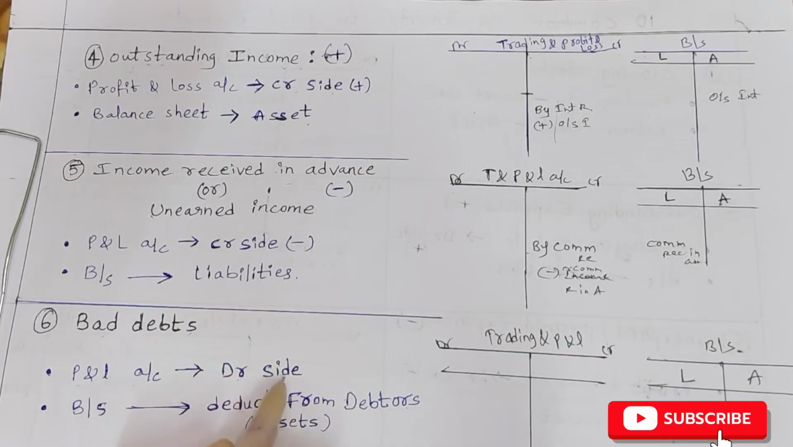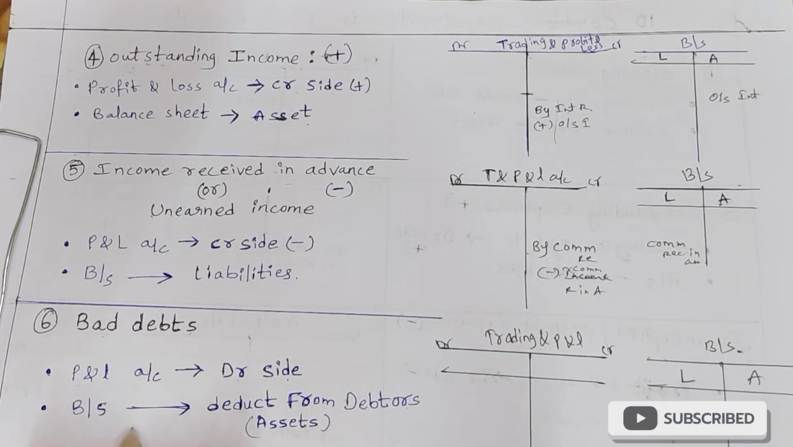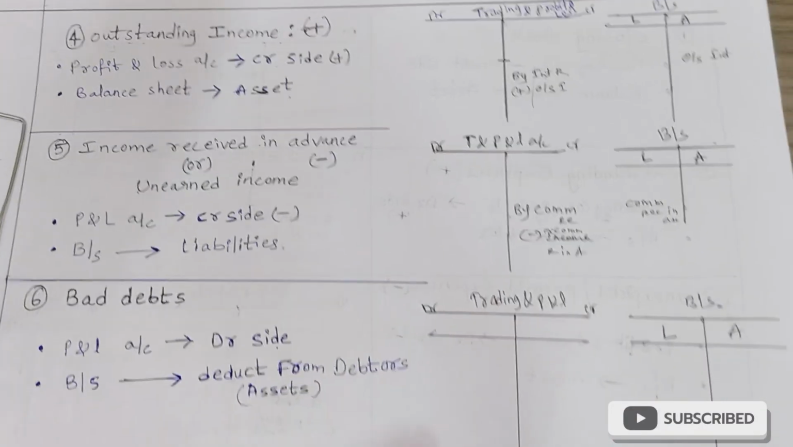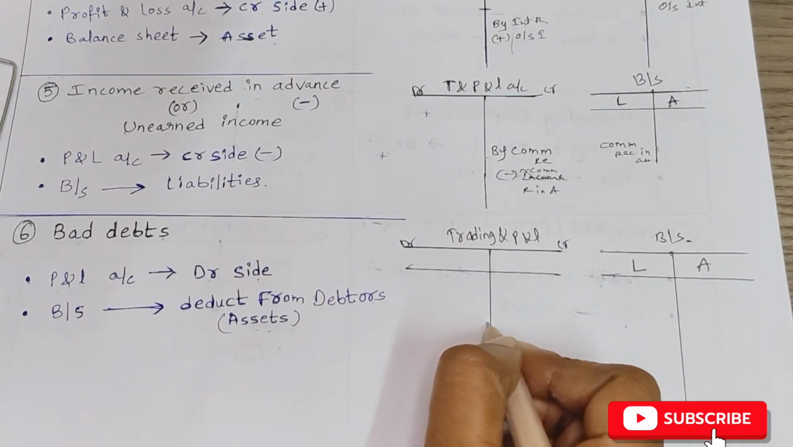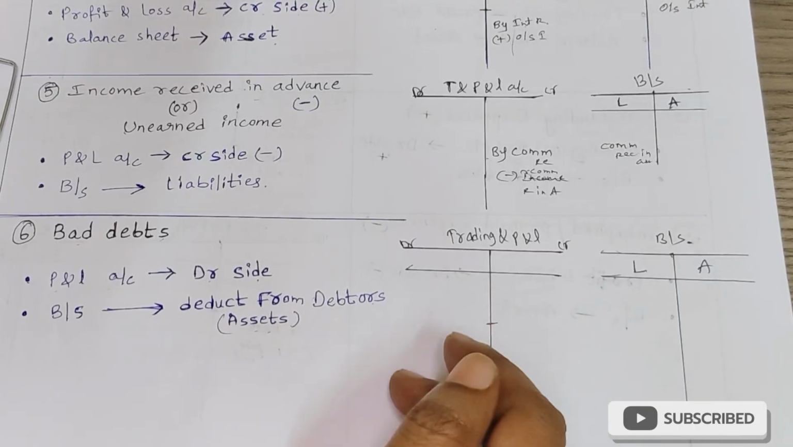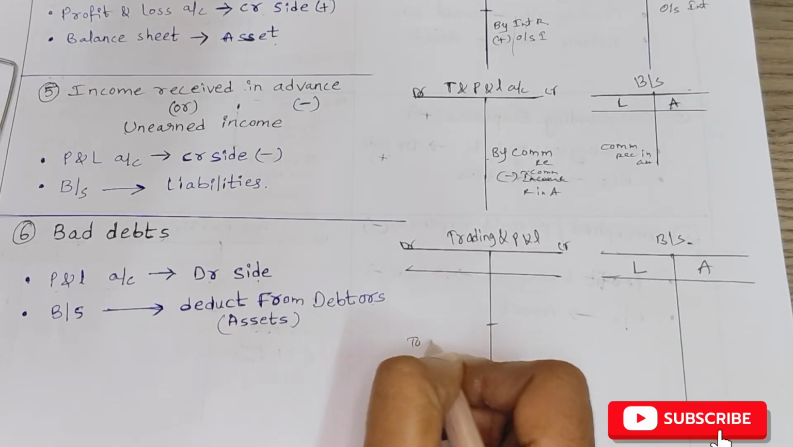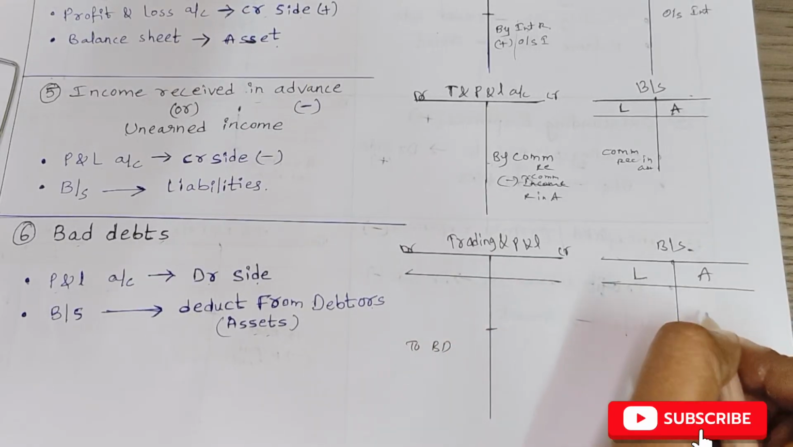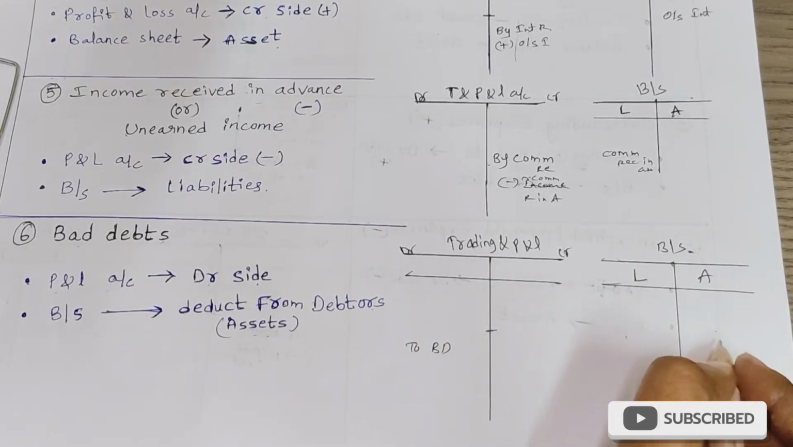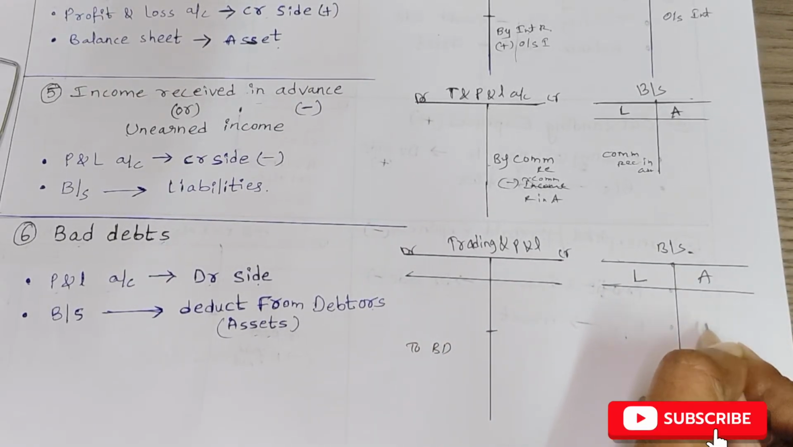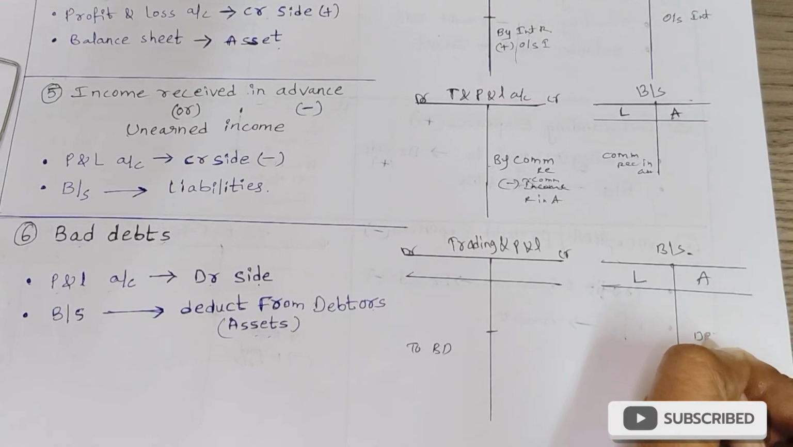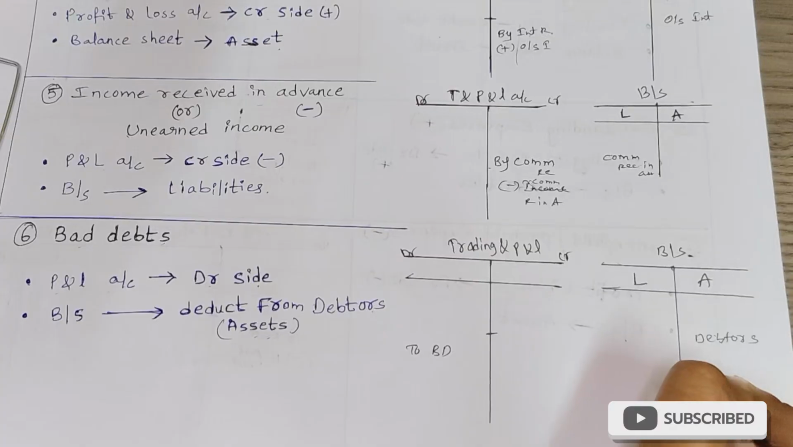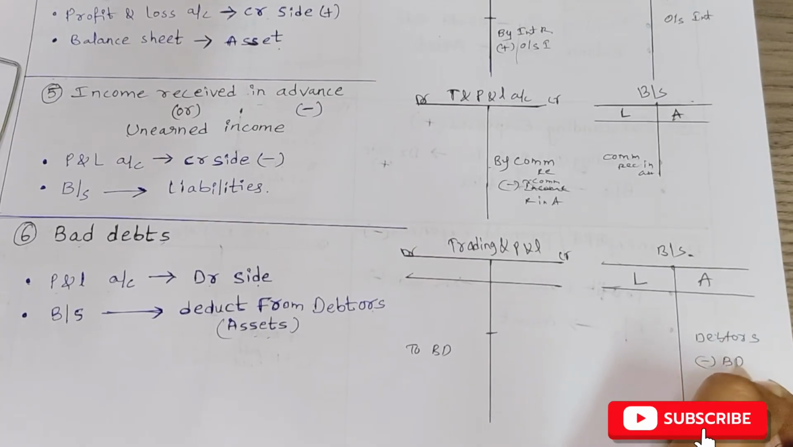We need to show it on the profit and loss account debit side, and in the balance sheet deduct it from debtors on the asset side. In the profit and loss account debit side, we just need to write 'To bad debts'. Then that should be deducted from the asset side of the balance sheet. Already we have debtors on the balance sheet asset side. From that debtors we need to deduct the bad debts.